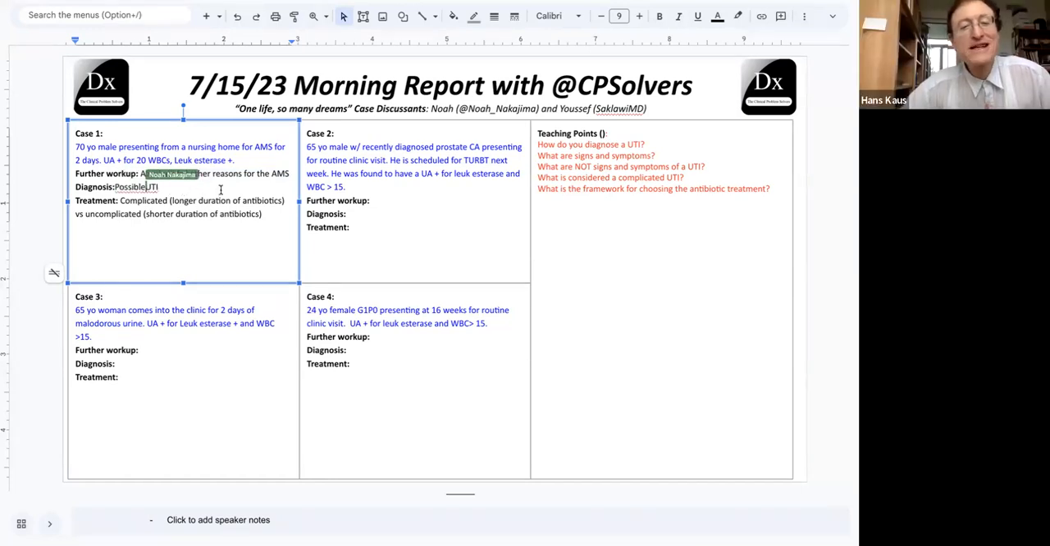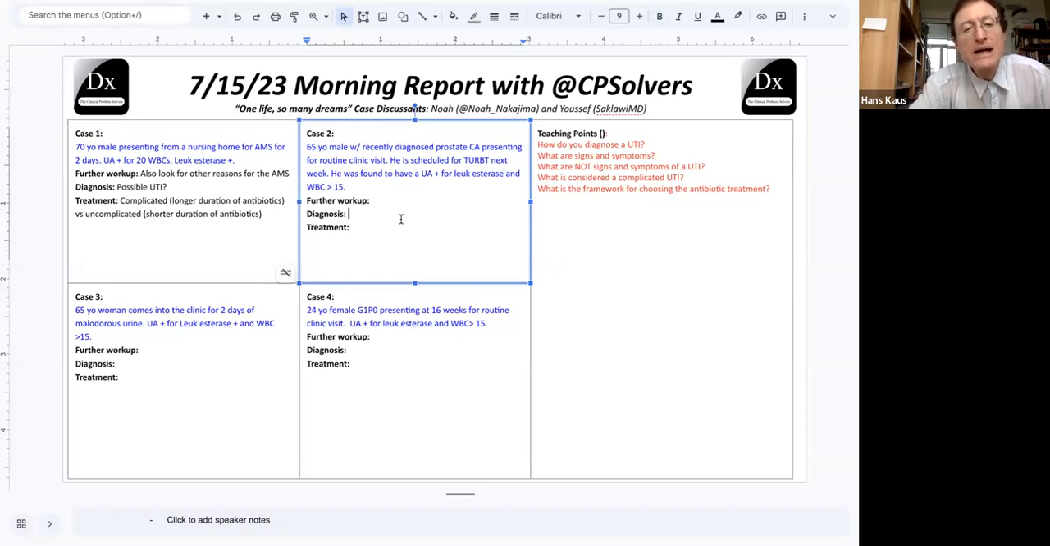Yes, we have a gentleman, 65 years old, with recently diagnosed prostate cancer, and during a routine visit prior to his scheduled intervention, the TURB, he was found to have a urinalysis with leukocyte esterase and a high white blood cell count. Now, this, in my opinion, points very strongly towards a UTI secondary to obstruction caused by his enlarged prostate, secondary to his cancer. So we can at least say there is some kind of pyuria.